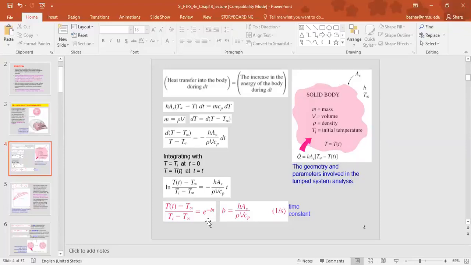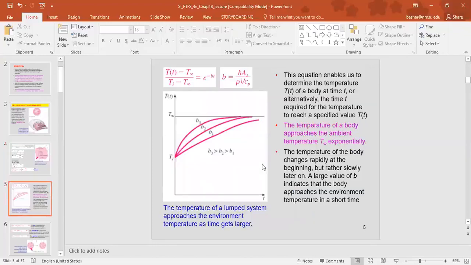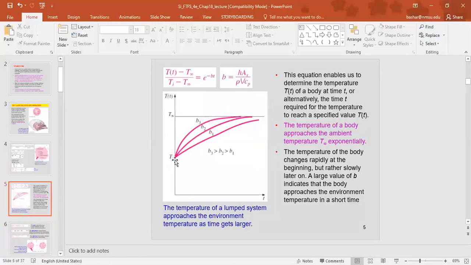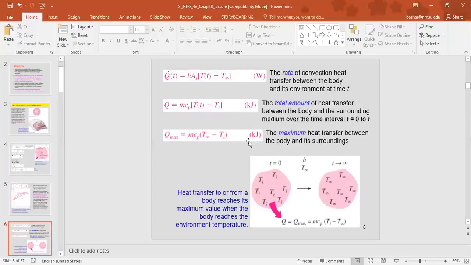If we are interested in finding the time, then we simply use this form of the equation by taking the natural logarithm of the two sides. We will return back to this equation and we can solve for the time, depending on the problem. Now, if we're interested in finding the heat rate at any time, then that's simply hAs times the temperature at that specific time minus T infinity. If we're interested in finding the amount of heat transfer, then we use this expression, m Cp times T at the given time minus Ti. If we're interested in finding the maximum heat transferred, then that occurs when the temperature reaches T infinity. So that's m Cp times T infinity minus Ti.